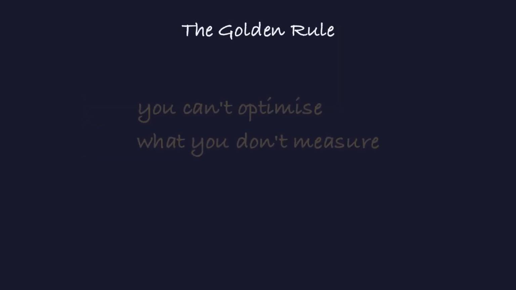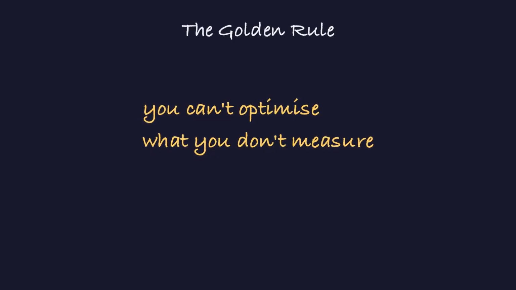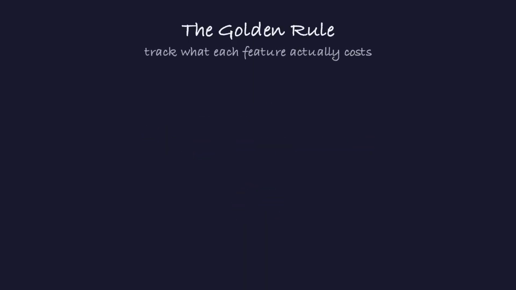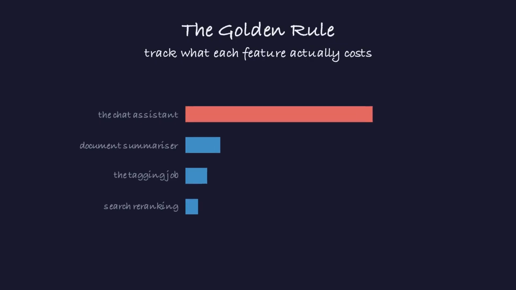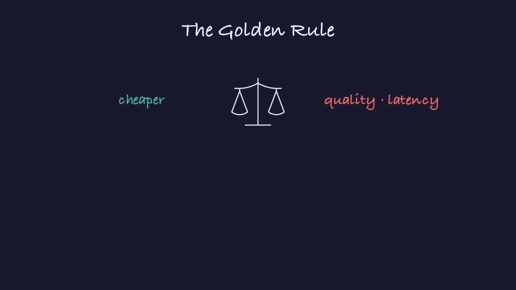One golden rule ties all 7 of these together. You cannot optimize what you do not measure. Before you cut anything, track your costs. Which features, which calls, which prompts are burning the money. You will almost always find a shocking amount hiding in 1 or 2 places. Fix those first.